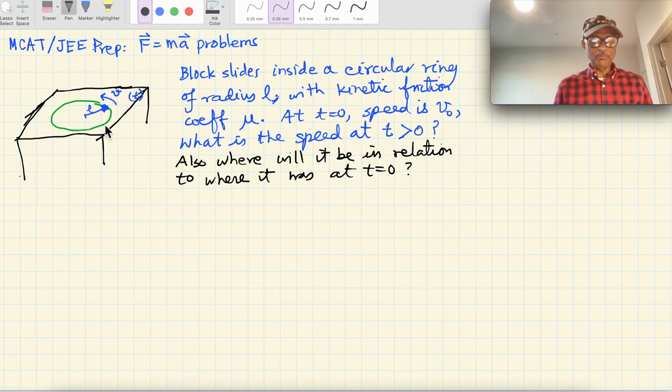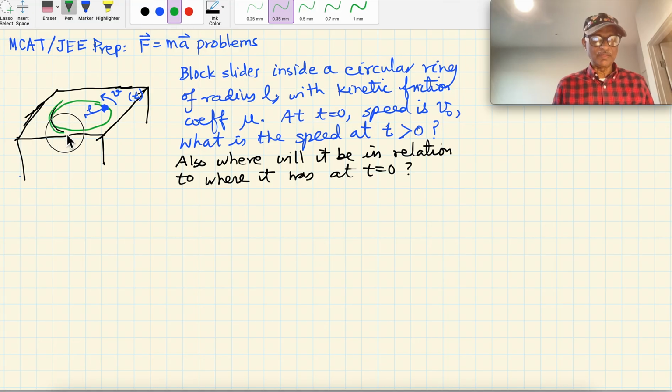So this is on a table, and there is this thing that is actually a ring. It's kind of a ring. This green thing is a ring. And on the inside surface, there is a block that just fits in here and slides along the ring. So that's the setup. And the coefficient of friction is mu, and it's kinetic because it's sliding.